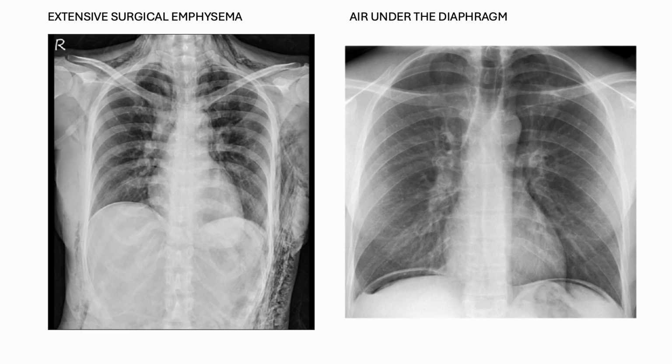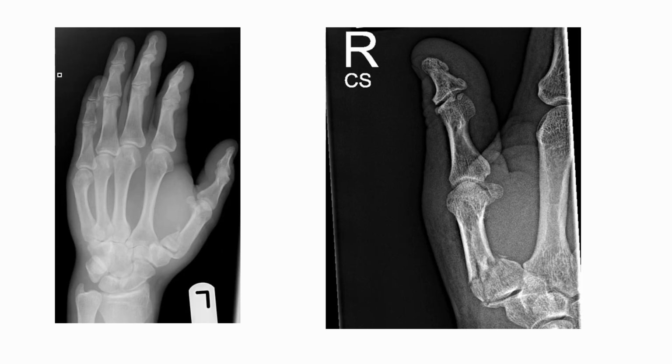On the right side image, you classically see the air under the diaphragm. This guy can come in with abdominal pain and peritonitis, and there is air under the diaphragm. So let's move to the next one.